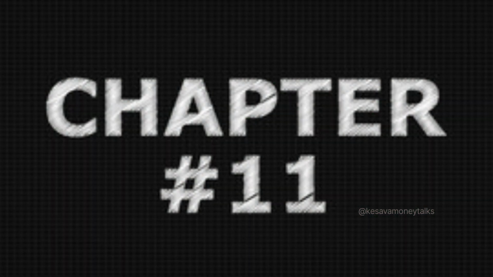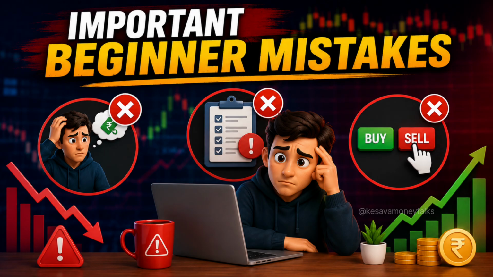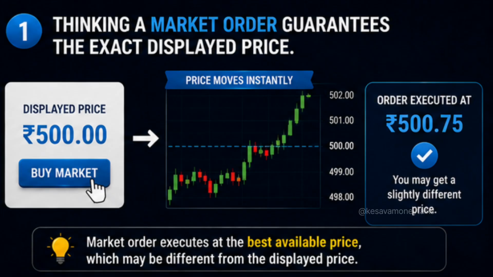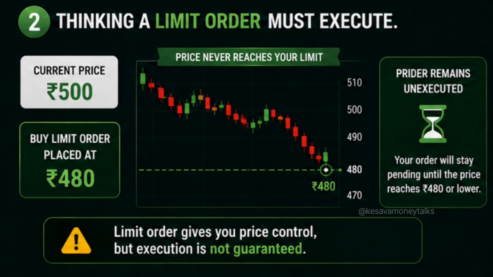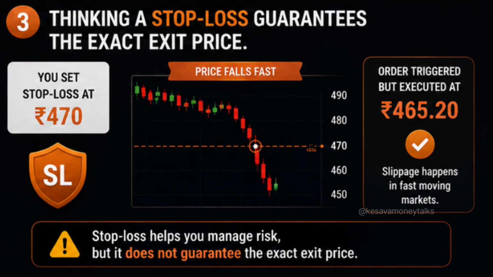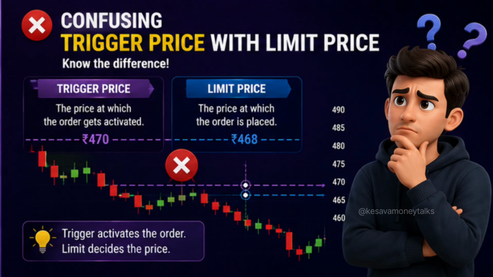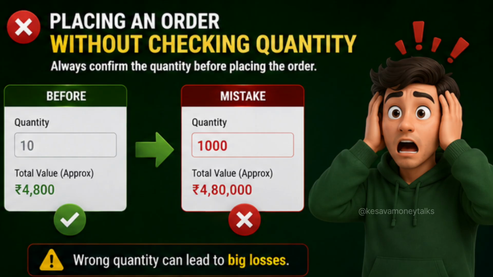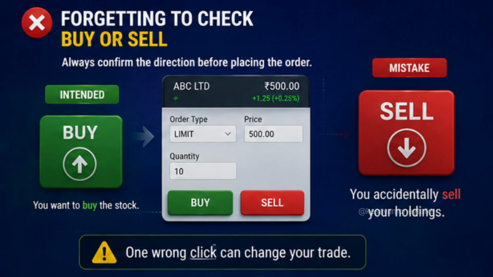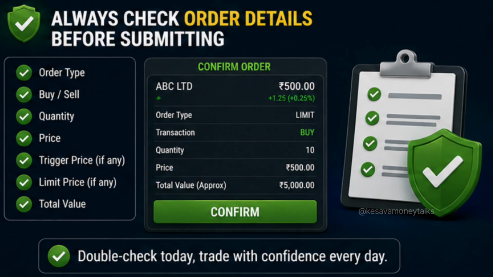And chapter 11, important beginner mistakes. Avoid these mistakes. Thinking a market order guarantees the displayed price. Thinking a limit order must execute. Thinking a stop loss guarantees the exact exit price. Confusing trigger price with limit price. Placing an order without checking quantity. And forgetting to check whether you are placing a buy or sell order. Always check the order details before submitting.